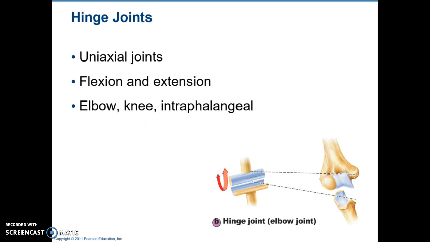Next up is the hinge joint. In a hinge joint, I don't have the description written down. It is generally some sort of convex round groove that fits into some sort of concave round groove. This allows for uniaxial angular movement. The best examples of this in the body are your elbow, your knee, and the joints between your fingers, or your intraphalangeal joints. This does not include your first knuckle, which is a joint between a phalange and a metacarpal.